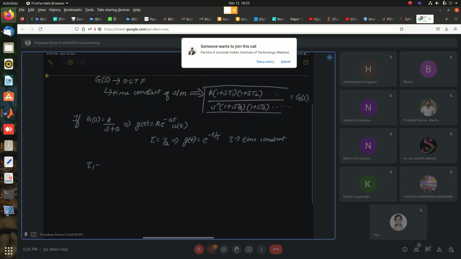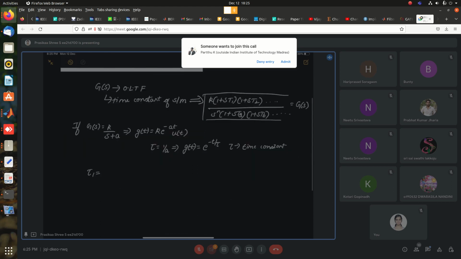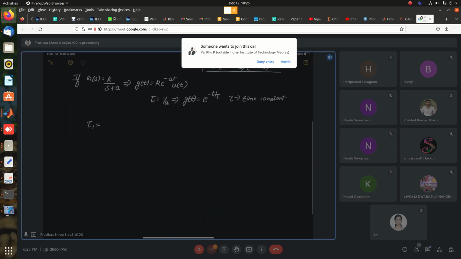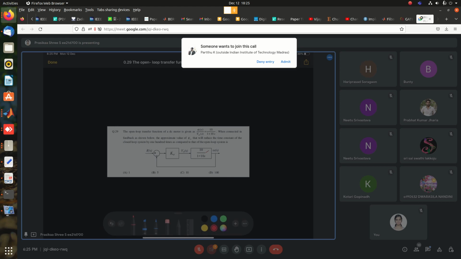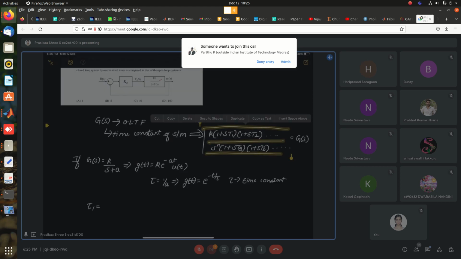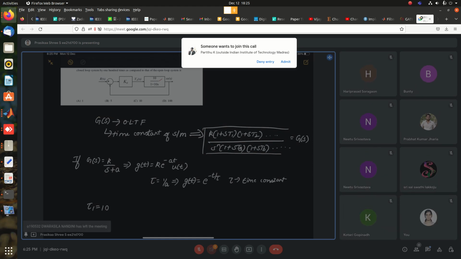So tau 1 is equal to, you have the expression 10/(1 + 10s). Compare this with the given expression. You have tau 1 equal to 10. Am I right? Because the time constant is nothing but the coefficient of s, right?